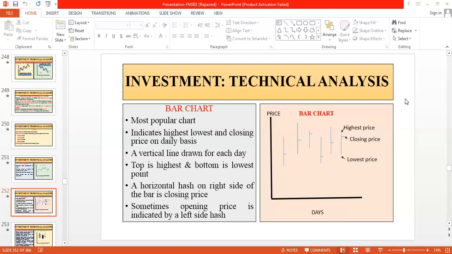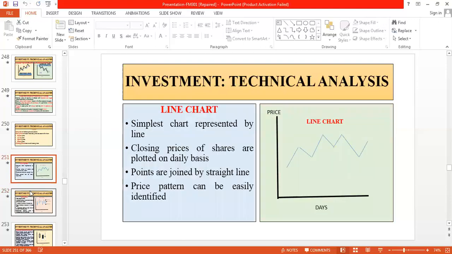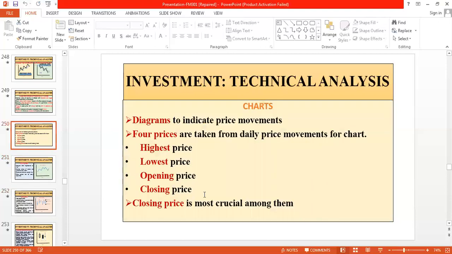So today we are concentrating on different types of charts or diagrams that are used in technical analysis. Charts or diagrams, as we know, are a graphical representation of the movement of the price of equities in the stock market. So different types of charts are available. So let us see this particular slide.